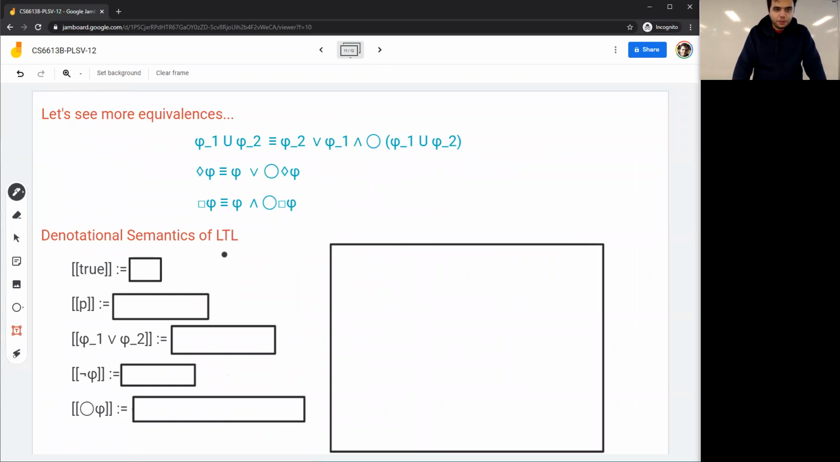So let's see some more equivalences. Tell me if these equivalences hold or not. So phi1 until phi2, is it equivalent to phi2 or phi1 and in the next state phi1 until phi2?